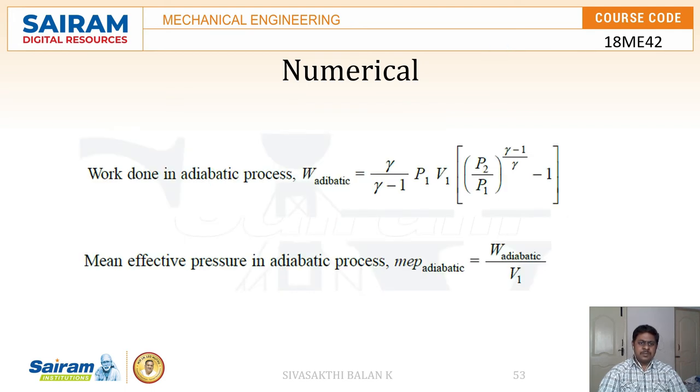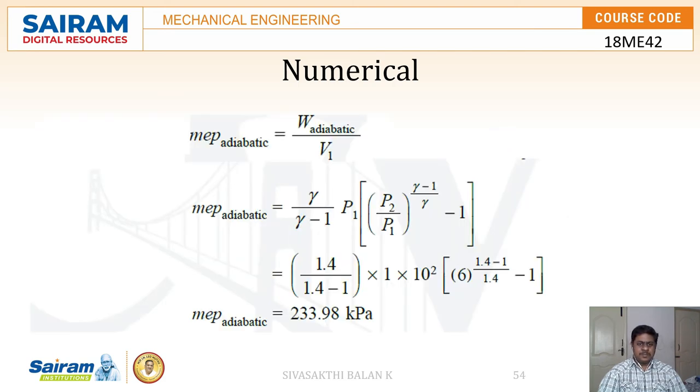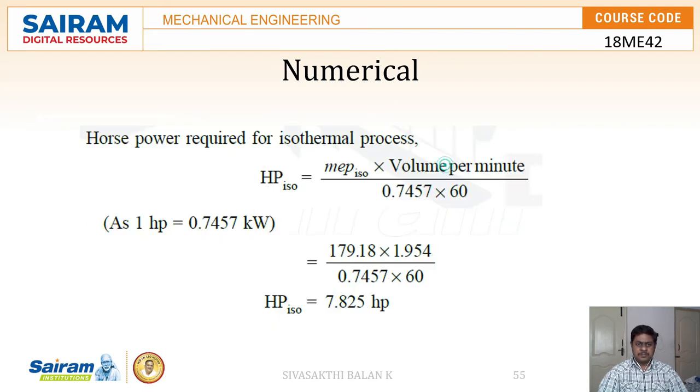Let us calculate work done for the adiabatic process. For the adiabatic process the relation is gamma divided by gamma minus 1 into P1 V1 multiplied by P2 by P1 to the power gamma minus 1 by gamma, minus 1. The mean effective pressure definition is W adiabatic to the swept volume, here V1. Replace this, remove the V1 value and substitute all the given values, and we get 233.98 kilopascal as the mean effective pressure for the adiabatic process.